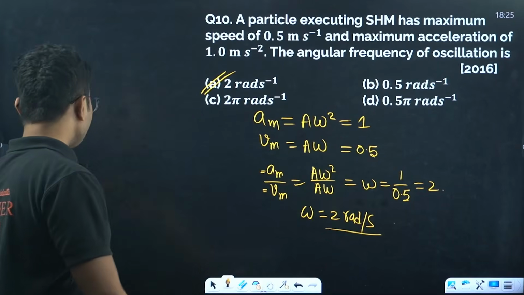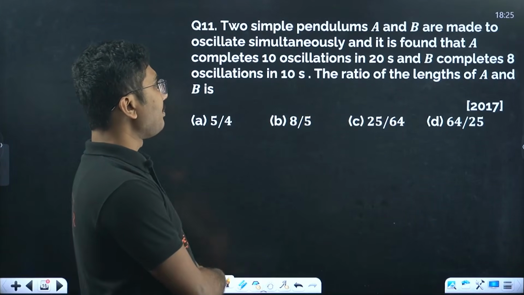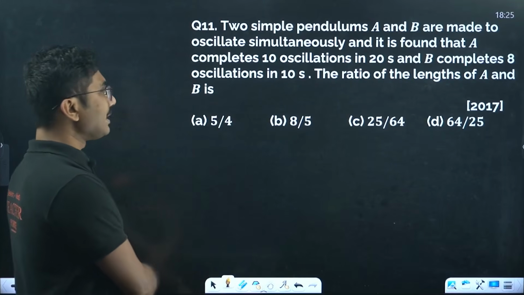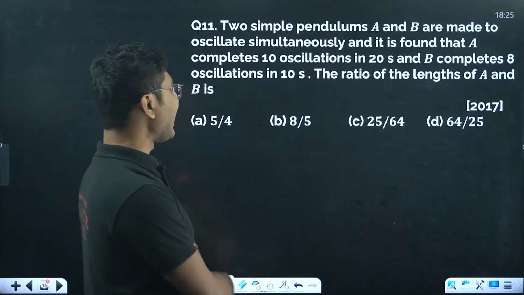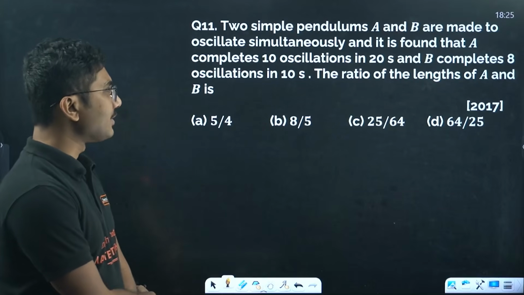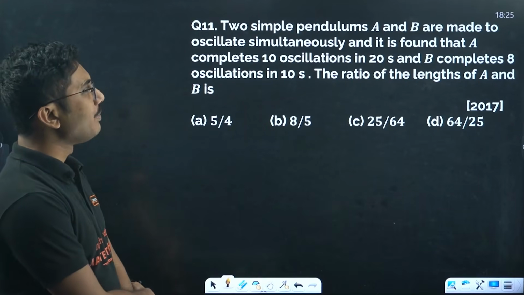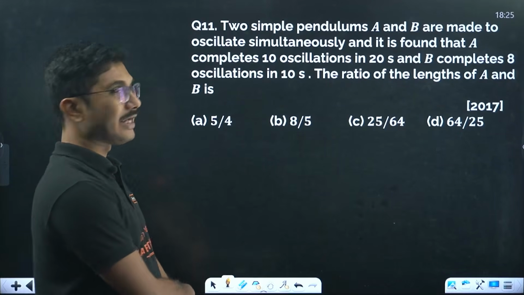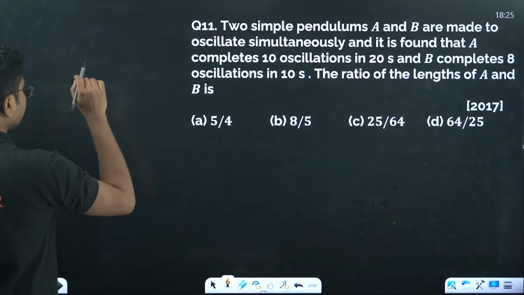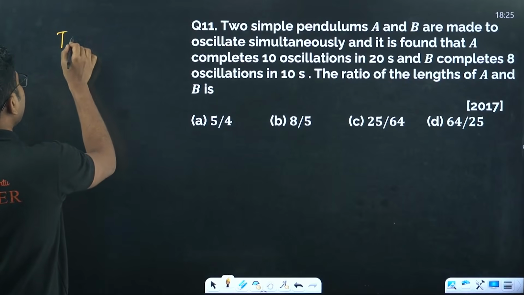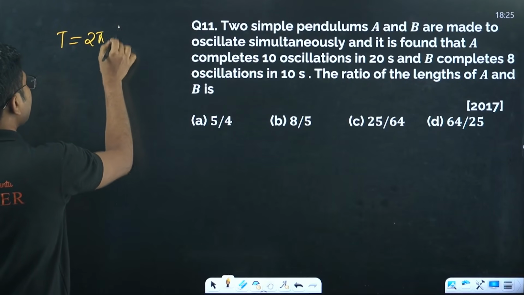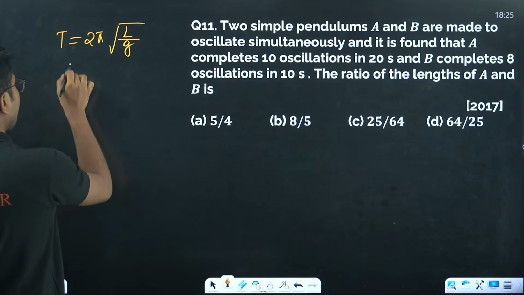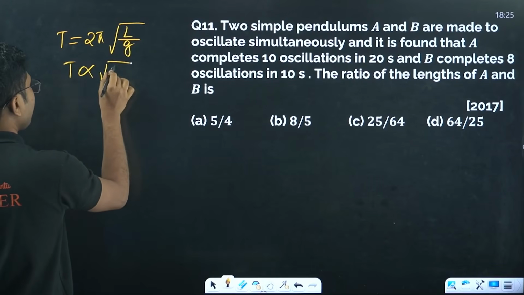Next question: two simple pendulums A and B are made to oscillate simultaneously, and it is found that A completes 10 oscillations in 20 seconds and B completes 8 oscillations in 10 seconds. The ratio of the lengths of A and B? Now we know that again time period is given by 2 pi square root of length divided by gravitational acceleration. So time period is proportional to square root of length.